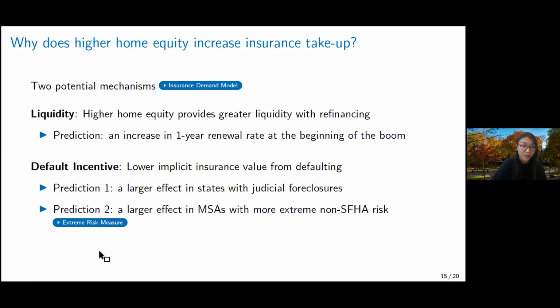The second prediction we are going to test is that there should be a larger effect in MSAs with more extreme non-SFHA risk. Remember that we already control for the underlying risk level.